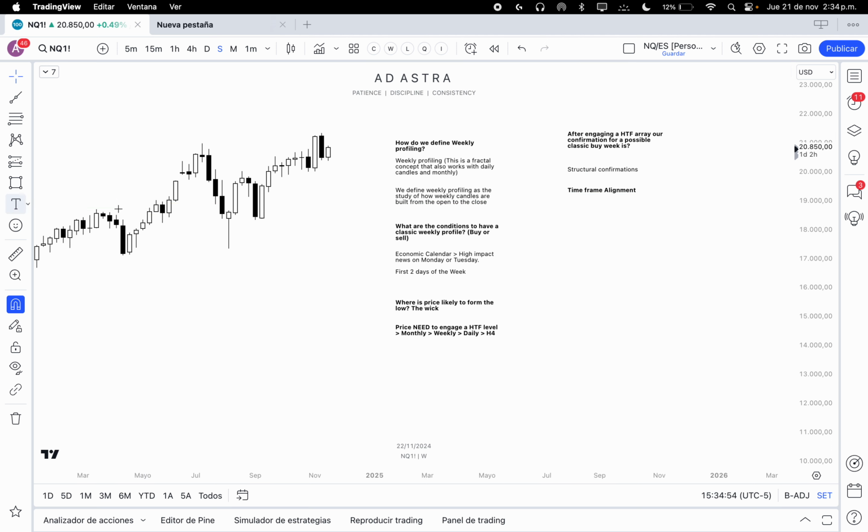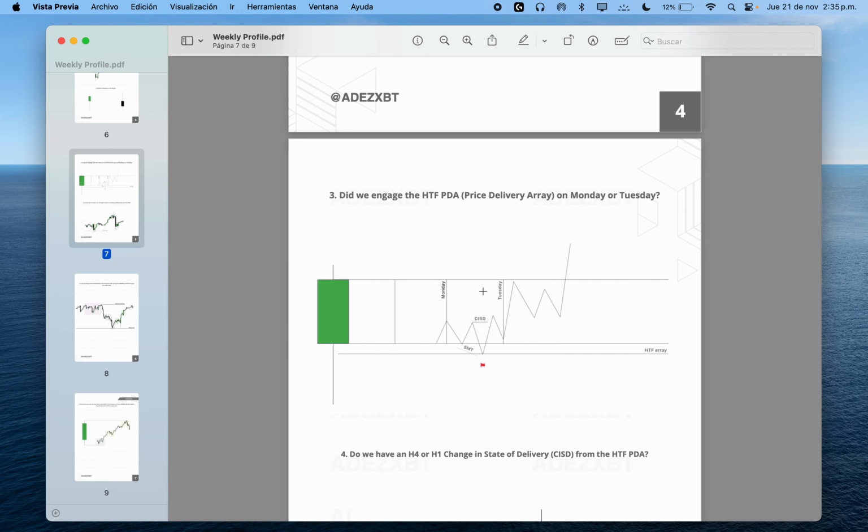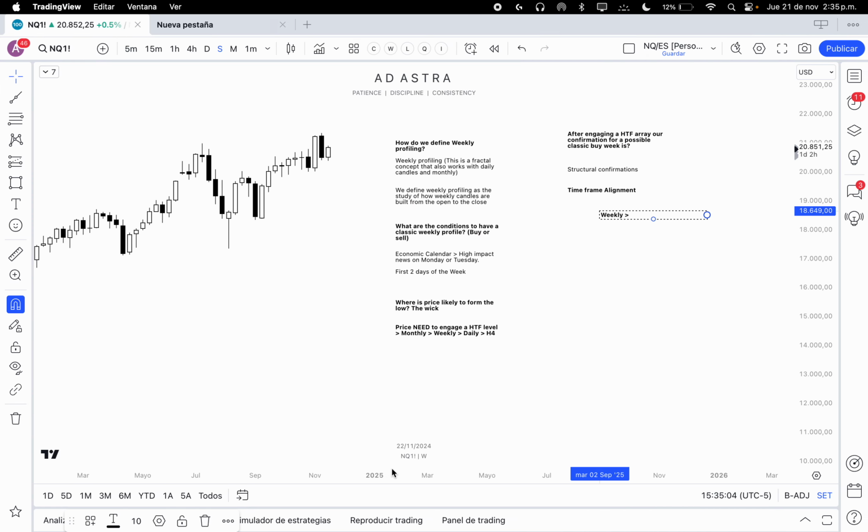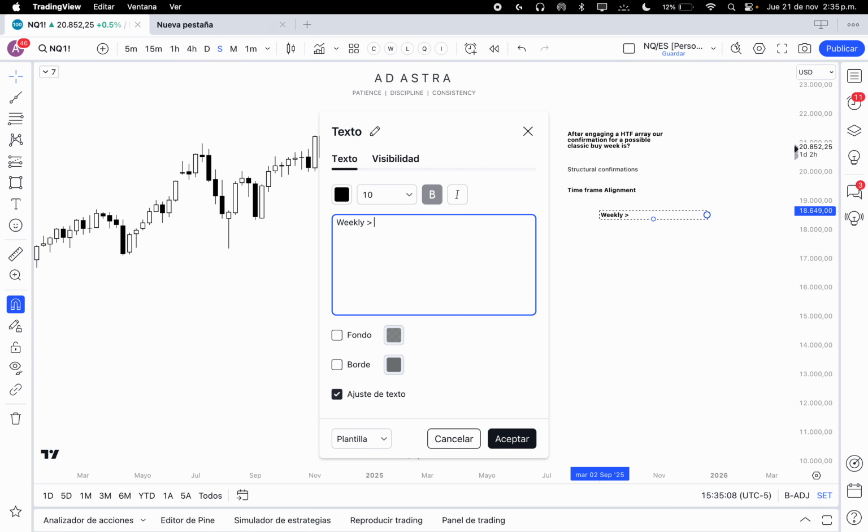Let's say we are engaging a weekly level, for example, let's say we are on a weekly fair value gap. In what time frames do we want to frame the change in the state of delivery? On the H4, we want to see price creating an H4 change in the state of delivery or market structure shift with SMT and displacement. With SMT and displacement. Displacement always in the form of a fair value gap.